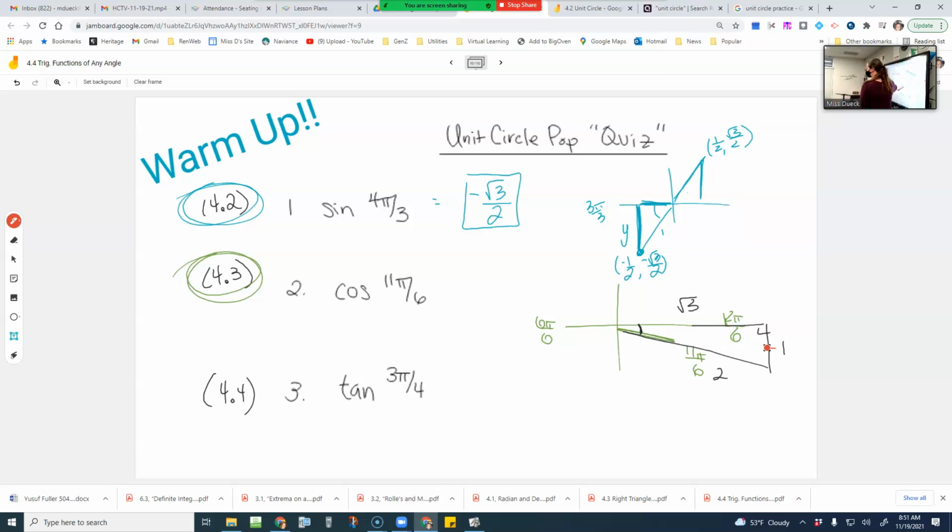Which one do you want? You just have to read it. Cos. Who is cos? Opposite. Oh, the x. Oh, the x is in this way. We're looking at a triangle. Adjacent over hypotenuse. Okay, good.